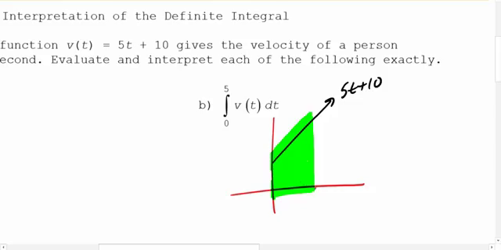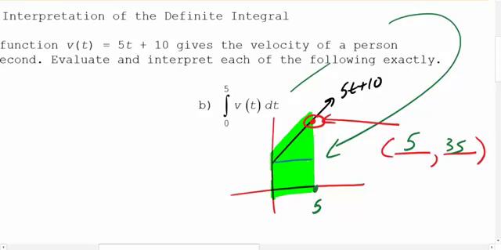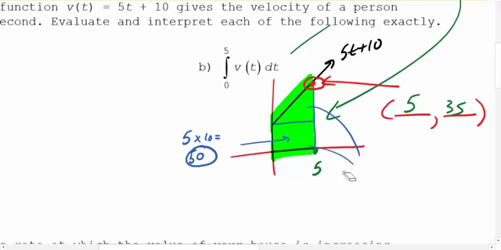A lot of shading. Nice. I was doing this really quickly. I would say, okay, I'm going to find this area and add it to that triangle right there. So what's the area right there? 5 times 10 is, as Lizzie just said, 50. And then that triangle right there, what's the area of that triangle?